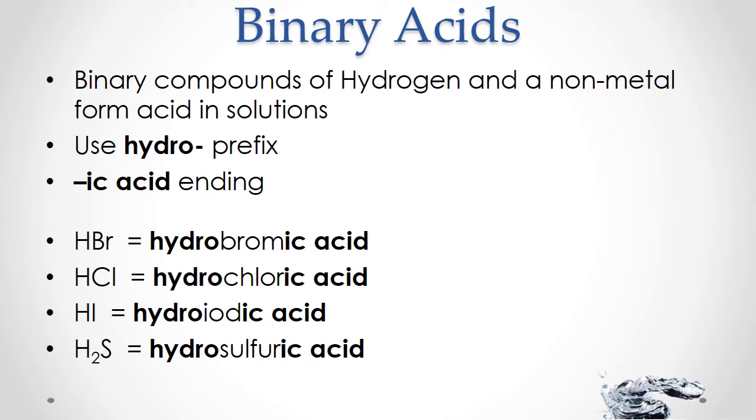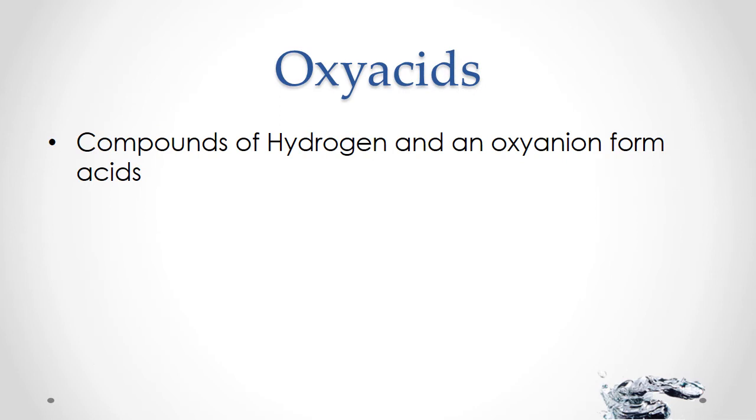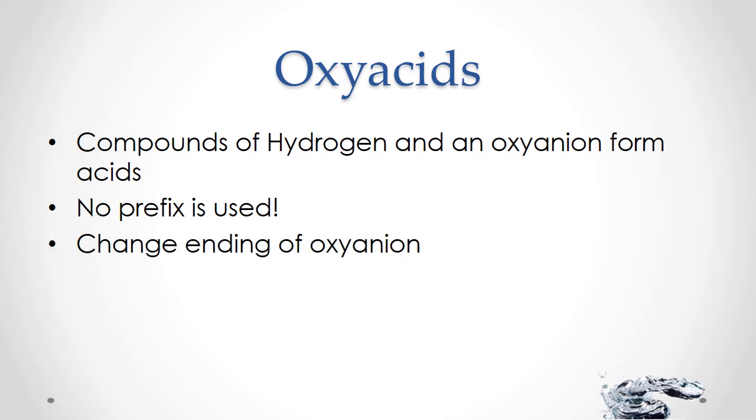So binary acids are pretty straightforward. We're going to use a hydro prefix and the ic acid ending from the anion present. When we move on to oxyacids, we have hydrogen bound to an oxyanion to form an acid. Because of this, we're not going to use a prefix. We don't indicate anything other than just changing the oxyanion ending in order to say it's an acid.